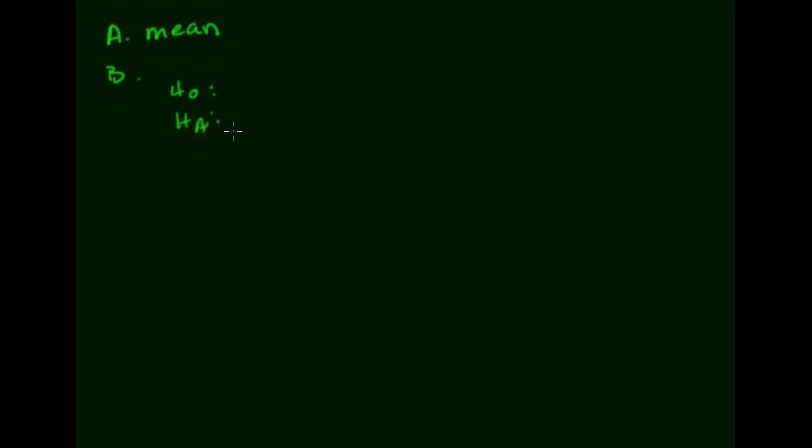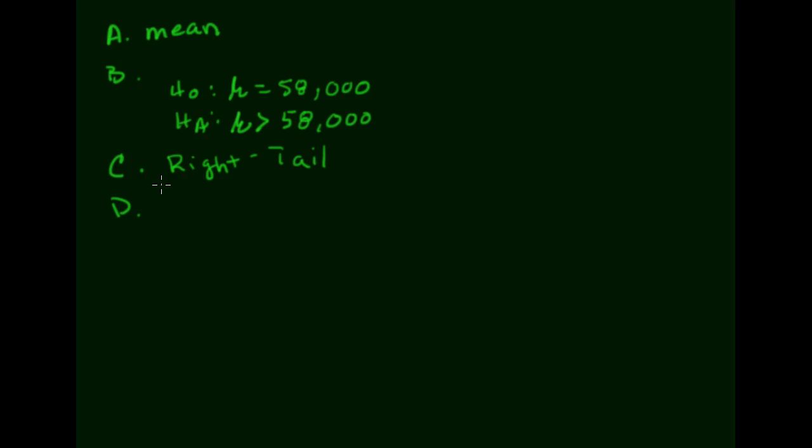The alternate hypothesis is the claim that the mean is more than $58,000. The null hypothesis is that it's equal to. Okay, so part C is this left, right, or two-tailed. This is going to be a right-tailed test. Because it is a right-tailed test and not a two-tailed test, you can only determine this by using a p-value.